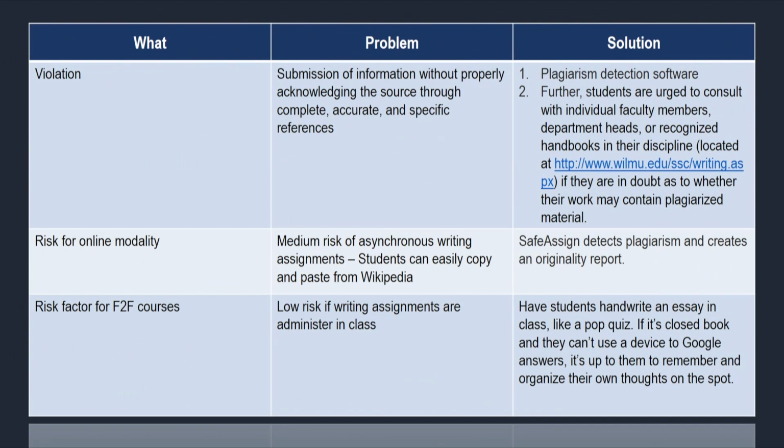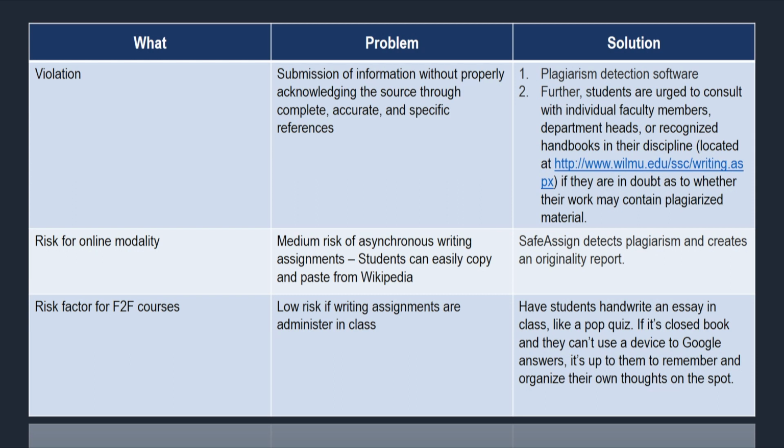So now, what is the violation, what is the problem, and what is the solution? Violation is submission of information without properly acknowledging the source through complete, accurate and specific references. The solution available is to use plagiarism detection software. Further, students are urged to consult with individual faculty members, department heads or recognized handbooks in their own discipline if they have a doubt as to whether their work may contain plagiarized material.